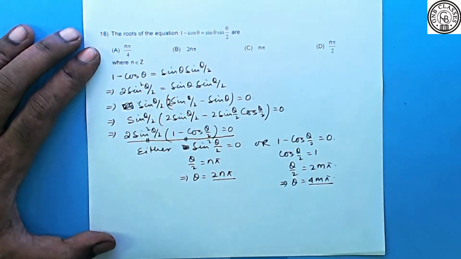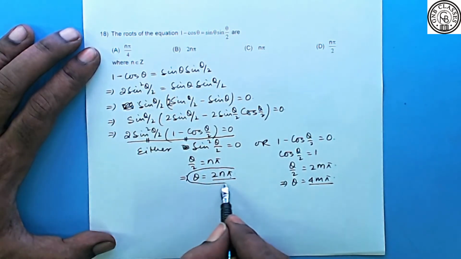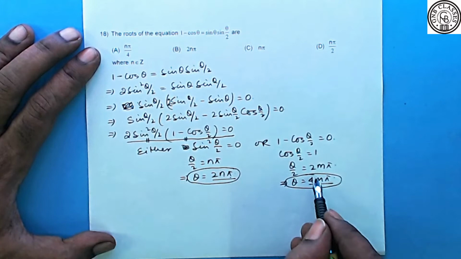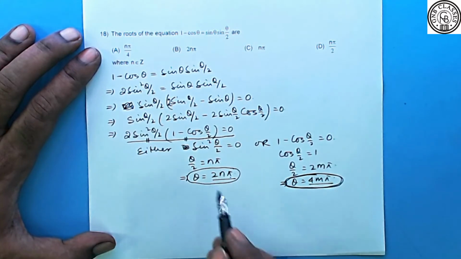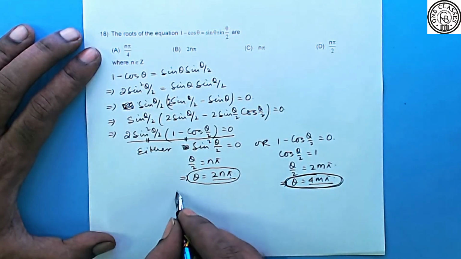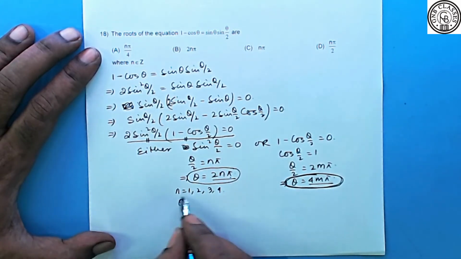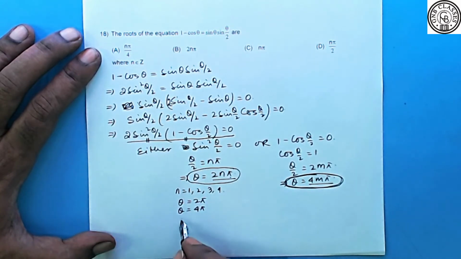Okay. Now, when theta is 2n pi, observe very carefully, this particular value of theta involves these values also. Yes or no? But this value not necessarily involves this value. Are you getting my point? Let me take an example. Let us say n is 1, 2, 3, 4. Let me put 4 values. So here, when n is 1, theta is coming to 2 pi. When n is 2, theta is coming to 4 pi. When n is 3, theta is coming to 6 pi.